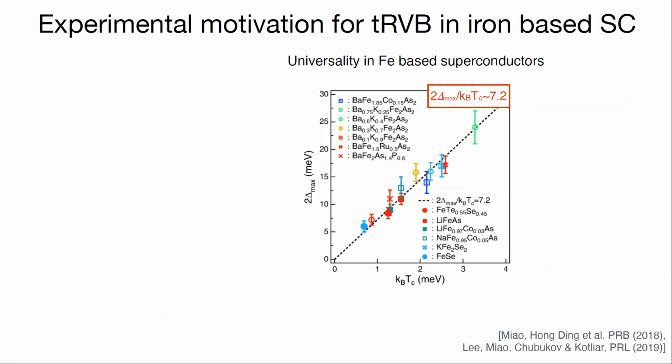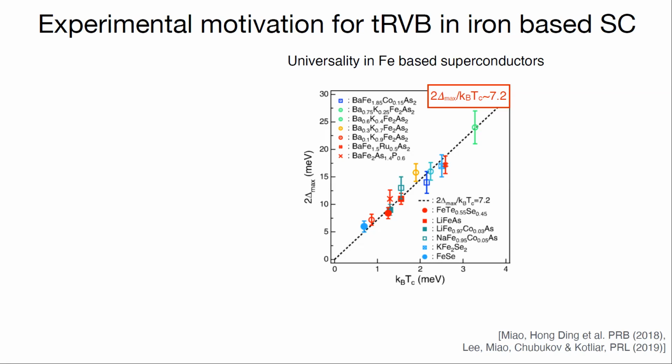So what's the question about iron-based superconductors that is open? And I think this is an important question that is open and has not been discussed that much in the community. The question about universality in iron-based superconductors. What you can see here is the maximal gap. Iron-based superconductors have multiple pockets, multiple Fermi surfaces, and the gaps are anisotropic, but you can always try to find out what is the maximal gap that you find in the superconductor. There's a maximal gap at zero temperature plotted against Tc.